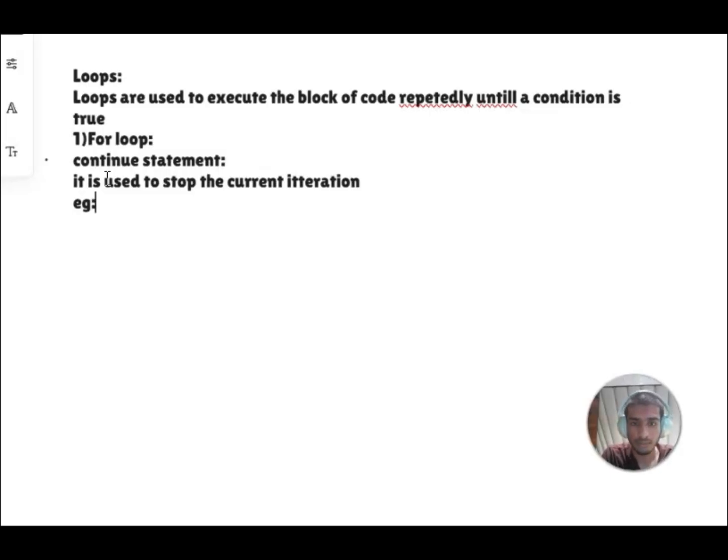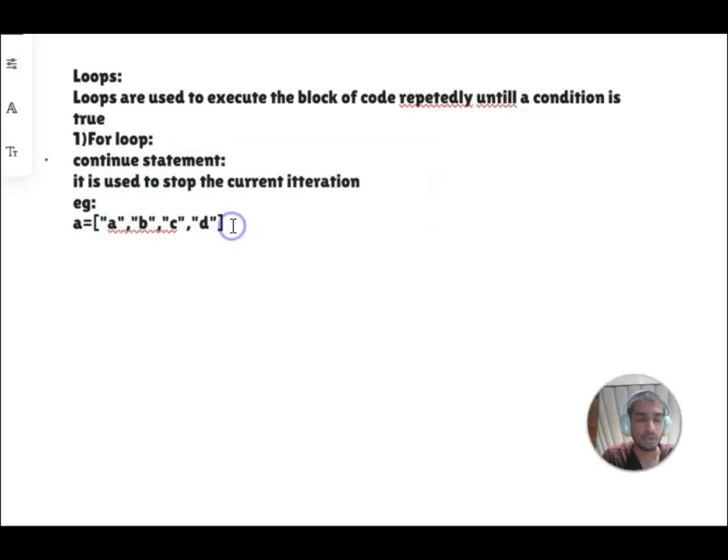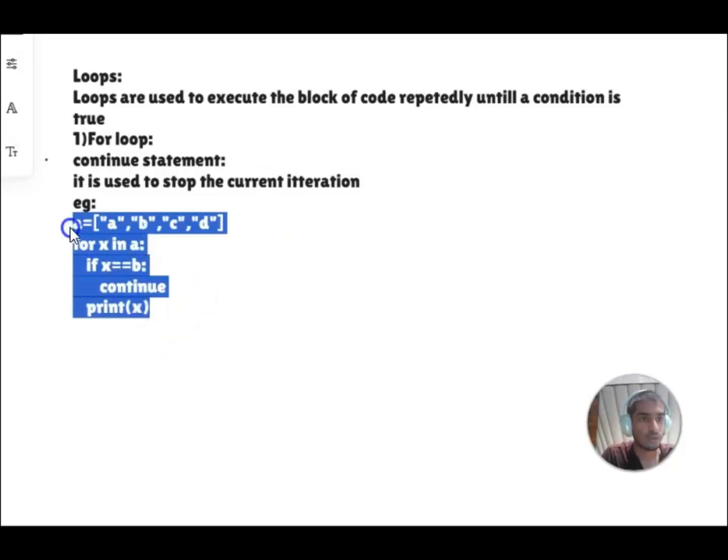Now let's see with an example. Let's take a list again, a simple list. We want to print all of the items, and the only item we do not want to print is B. You can use the continue statement here. If x is B, continue, otherwise print x. Let's try it in VS Code once, and I will explain it.